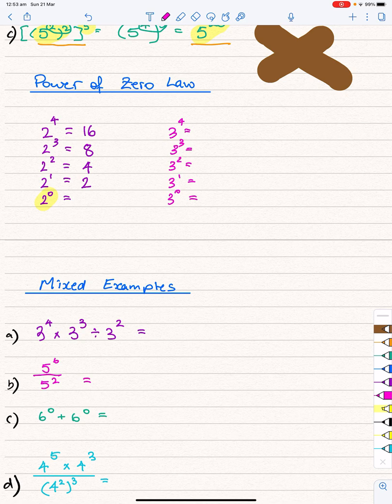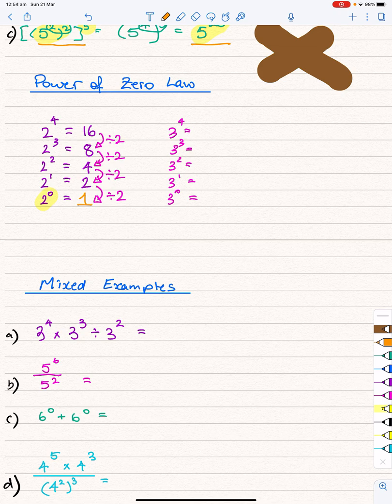Now, every time I go down a power, what's happening is I'm dividing by 2. So when I want to go from 2 squared to 2 to the power of 1, I divide by 2, and that gives me 2. So if I do this one more time, this will give me the answer for 2 to the power of 0. And 2 to the power of 0 is 1. Now that's a curious answer, 1 whole.